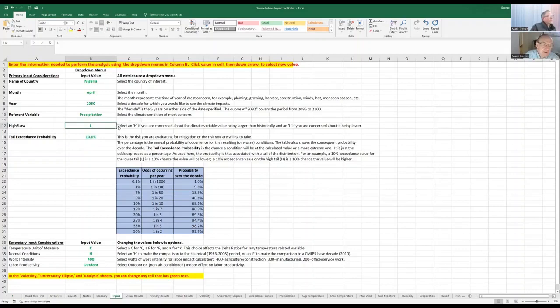On the others, you can pick the high and the low. So when we look at the exceedance probabilities, they'll go between 0 and 50%, because it's a question whether you're worried about something being higher than what it is normally or whether lower at that percent level. So we're looking at Nigeria right now.